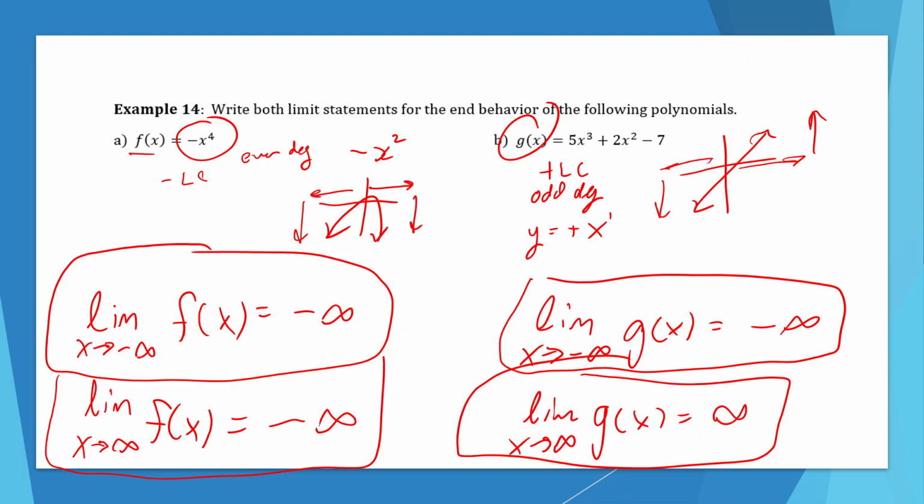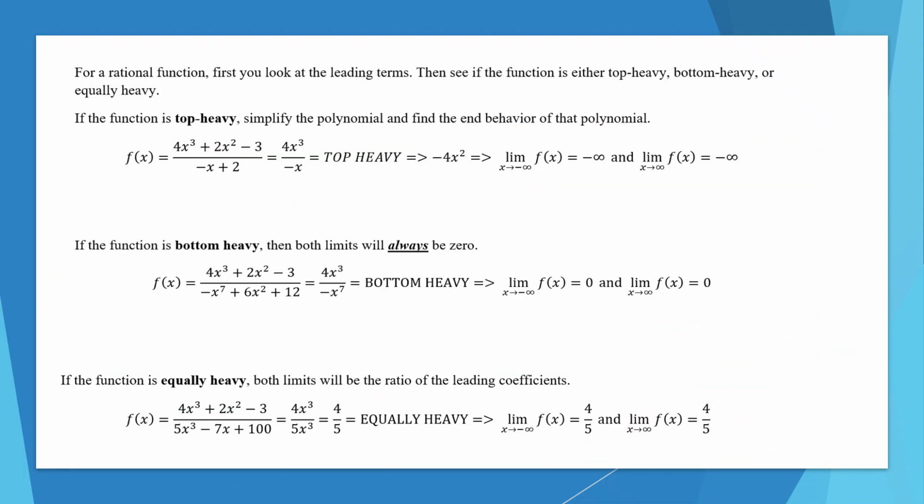So that's 14a and b. Now for a rational function, the rules are going to be a little bit more complicated. So it's kind of like a flow chart where you're going to have to follow different sets of rules based on what type of rational function it is.